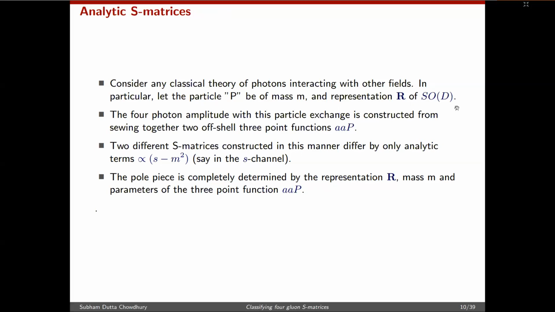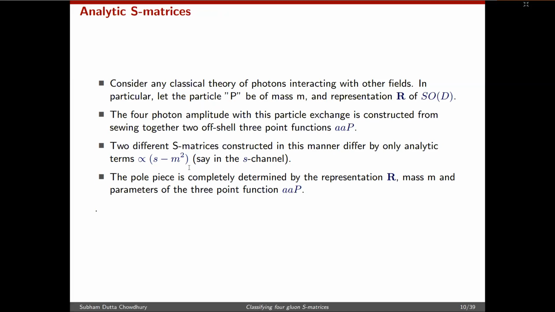Now how does one get a tree-level S matrix? Suppose you're looking at a photon amplitude with a particle P exchange. What you do is take two off-shell photon-P 3-point functions and glue them together using the P propagator, and that's your S matrix. Two different S matrices constructed in this manner only differ by terms which are proportional to, say, S minus M squared in the S channel, if you're stitching in the S channel.